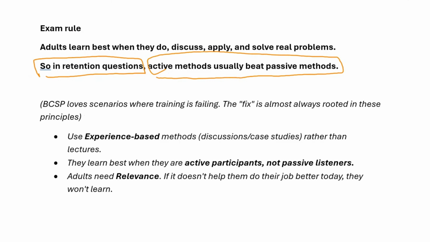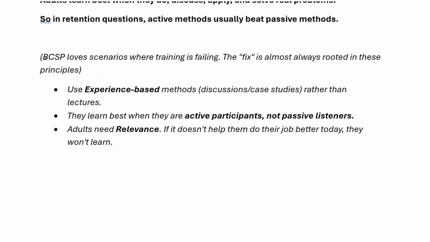Now, BCSLB will be giving you such scenarios. As per the previous question papers, we have made these notes. They will give you a scenario where training is failing, and you have to fix that training by making it more experience based. We have discussed active participation, not passive listeners. Adults need relevance. That is how you can make the training relevant.